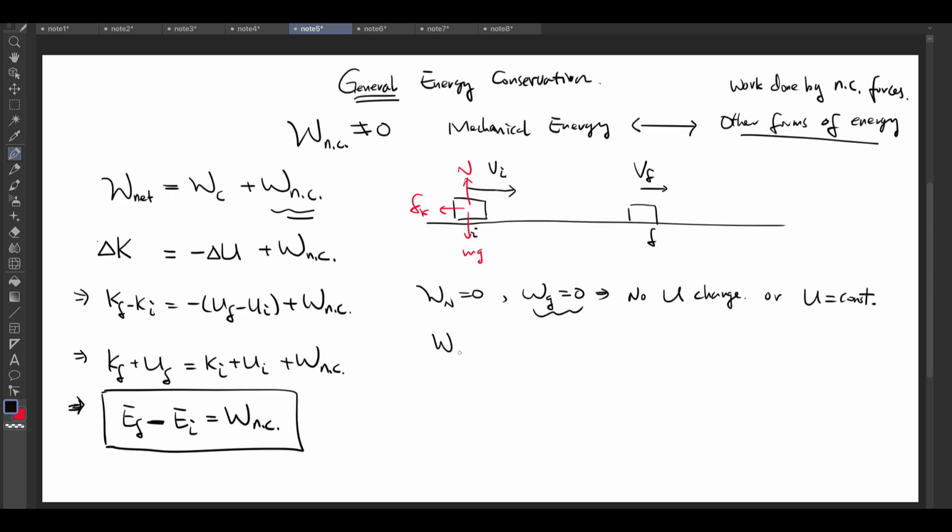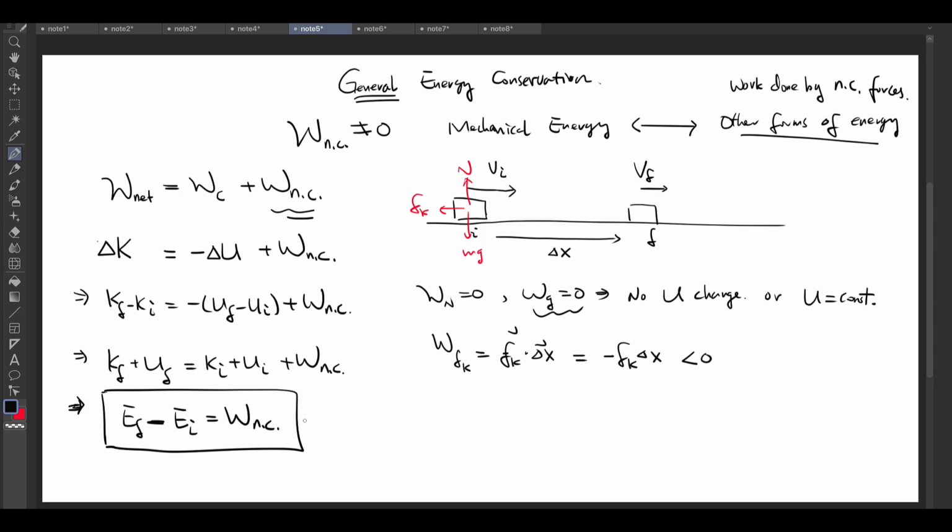But we do have work done by Fk. Let's say there's a displacement delta x. So the work done by Fk is Fk dot delta x, which equals negative Fk delta x. So the result here is negative. The work done by the friction force is negative.